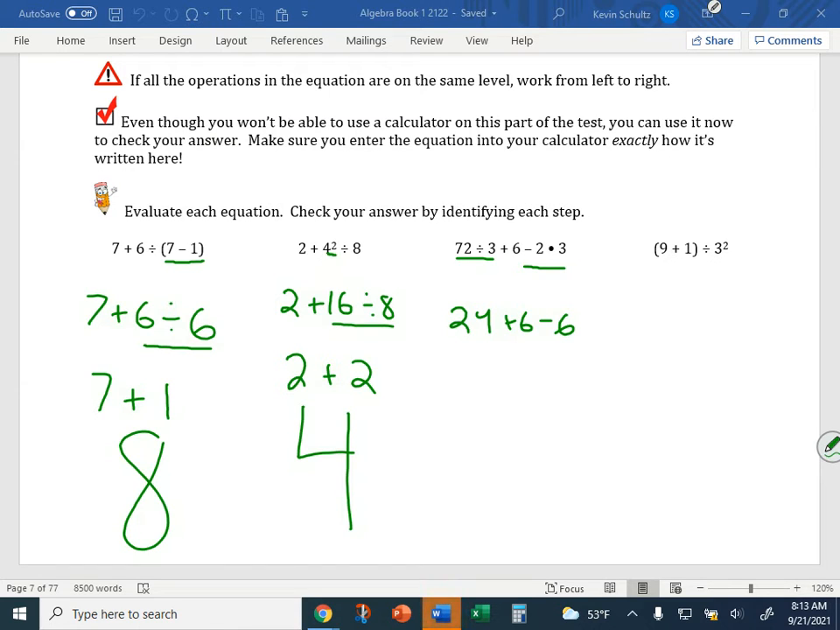Next question. What could we do next? Kylie? Do we have to do that next? Because addition comes before subtraction? We do not. Okay, we do not.